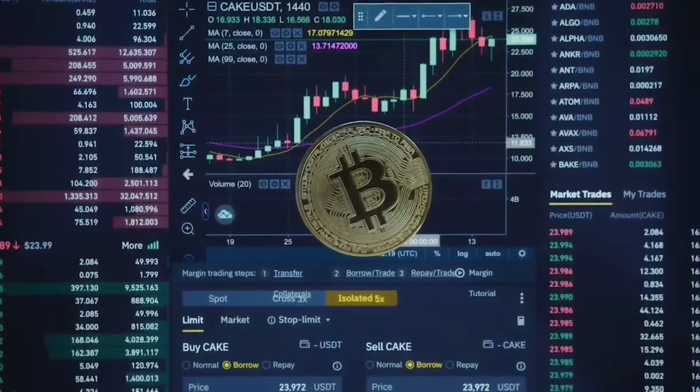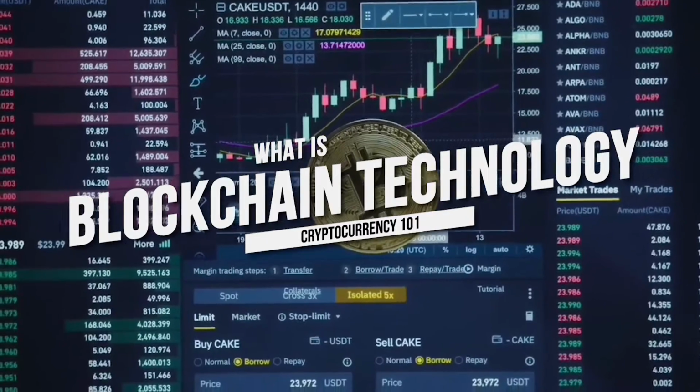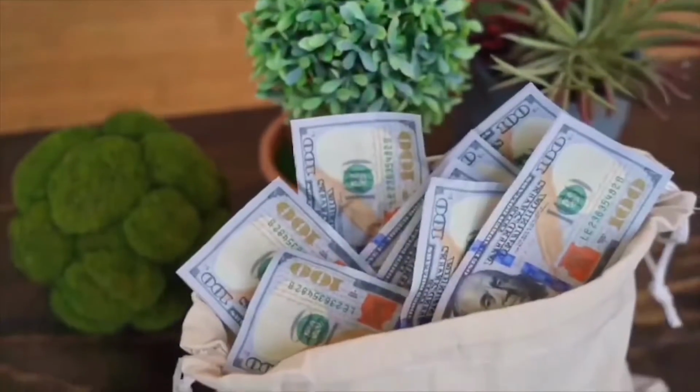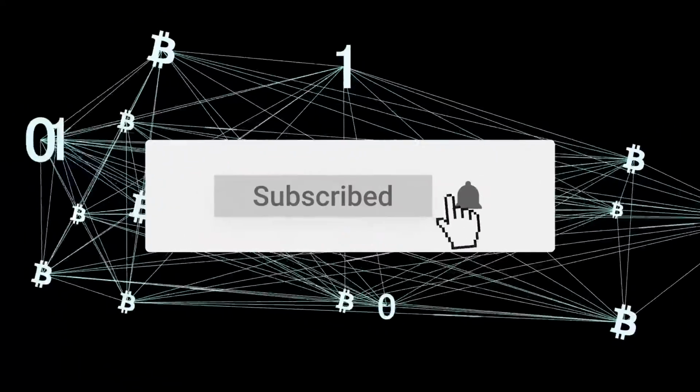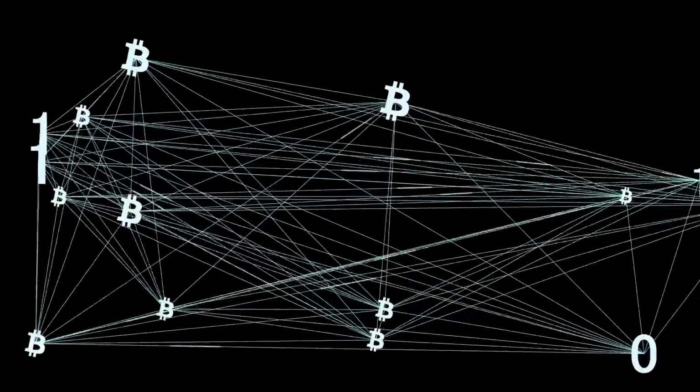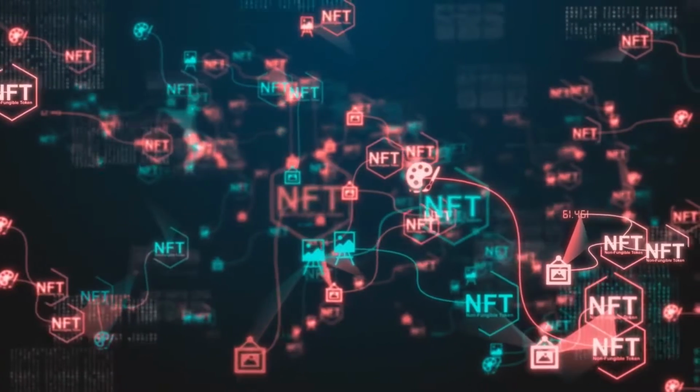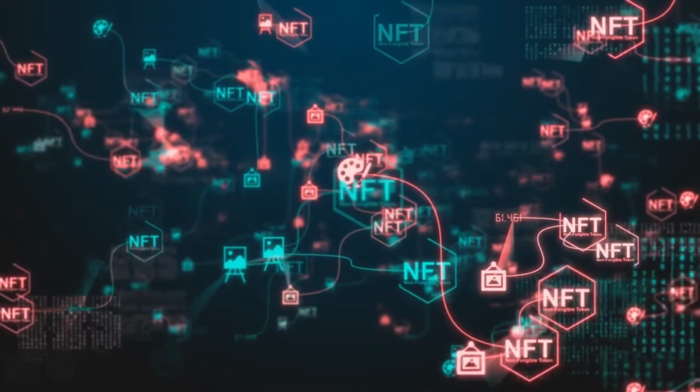Today we're going to know, what is blockchain technology? Cryptocurrency 101. Let's get right into it. A blockchain is a distributed database or ledger that is shared among computer network nodes. A blockchain, like a database, stores information electronically in digital format.